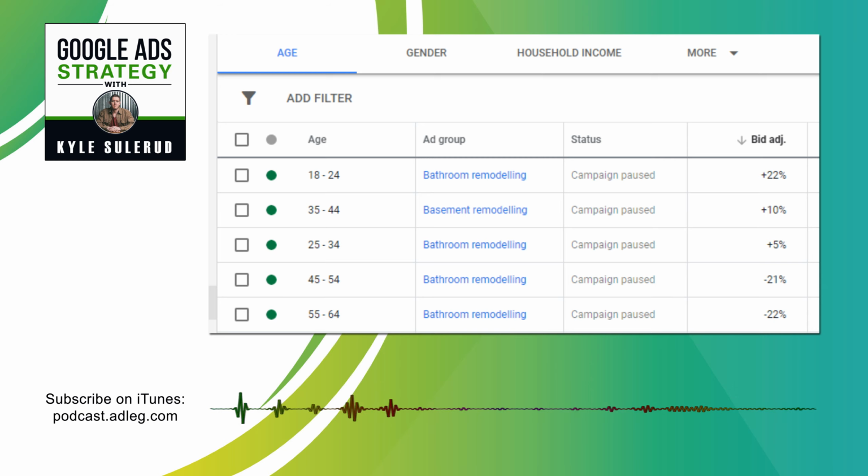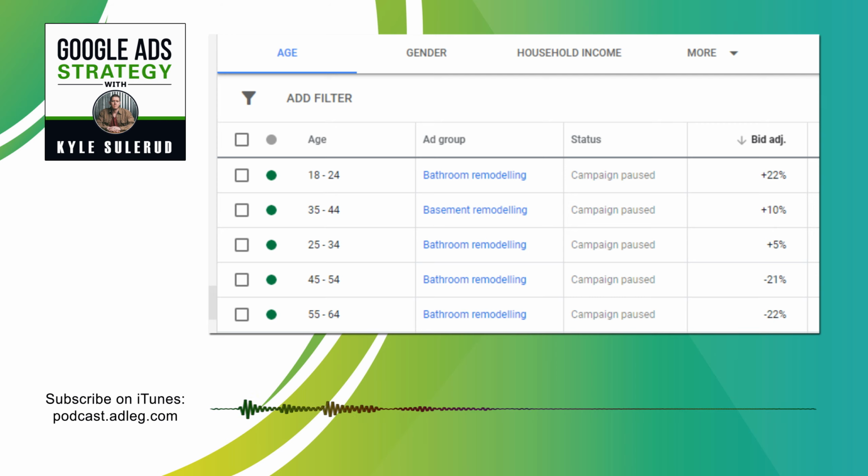Google doesn't know necessarily what people's incomes are. I've never really seen a correlation between income and actual purchases. So don't think that you are going to get better results simply by bidding more for higher income, for example. I've just never seen that correlation. Maybe it'll get better at some point, but I haven't seen it.